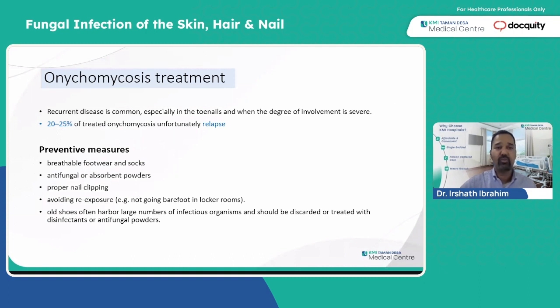Recurrent disease is common with toenail infection when the degree of involvement is very severe, with 20-25% relapse. So you need to have some preventive measures like breathable footwear and socks, antifungal absorbent powders, proper nail clipping, and avoiding re-exposure, like not going barefoot into the locker room. Old shoes often harbor a large number of infectious organisms. They should be discarded, changed, or treated with disinfectants or antifungal powder.